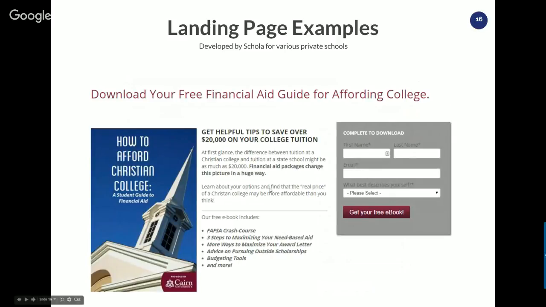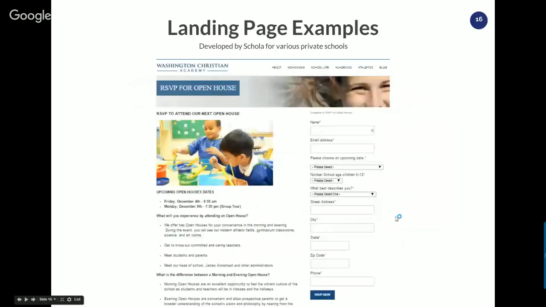All right, so here's a good example of a landing page for one of my clients at college and how we do things. You can see we have an ebook that fits them where they are at Fordham College. Here's another landing page that's talking about an open house.